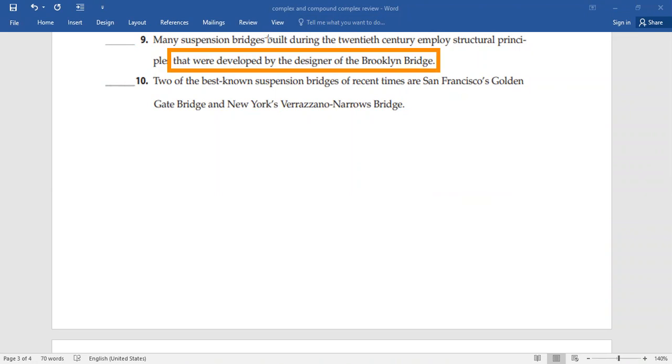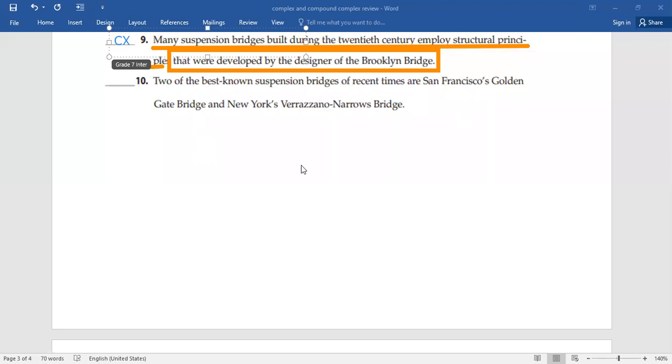Where's your independent? Many suspension bridges built during the 20th century employ structural principles. Okay, good. All right, so what kind of sentence structure would that be? A complex sentence. Okay, that would be CX, perfect, Jawad. Why? Because again, we have one independent and one subordinate clause. All right, perfect. Let's look at the next sentence.